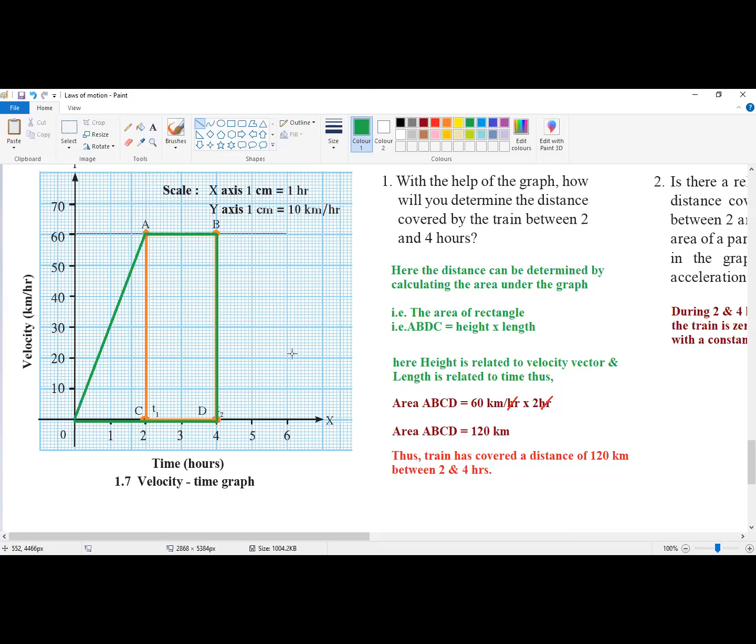Let me tell you. Now, in this case, you are asking to determine the distance covered by the train between 2 and 4 hours.